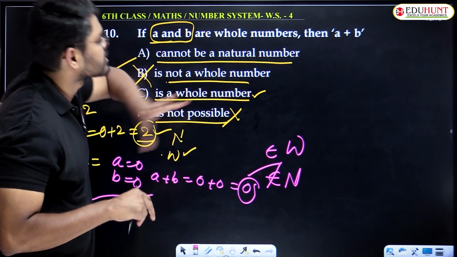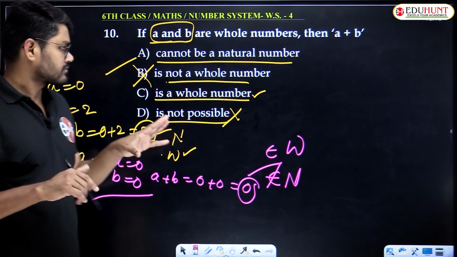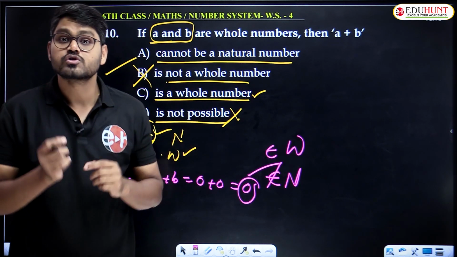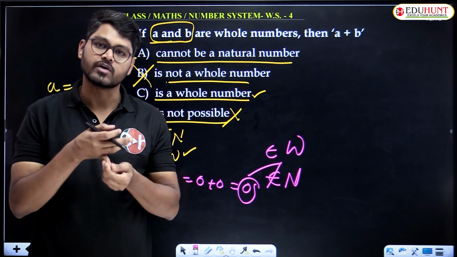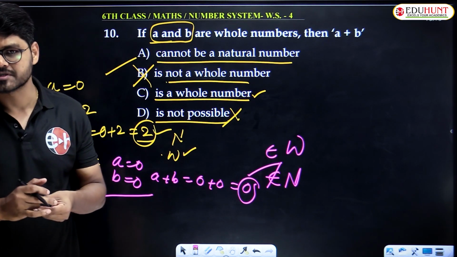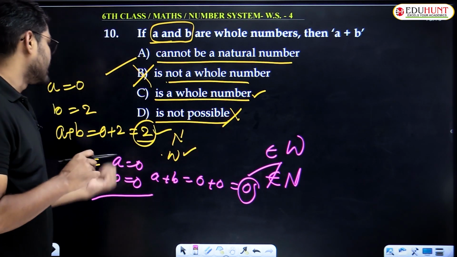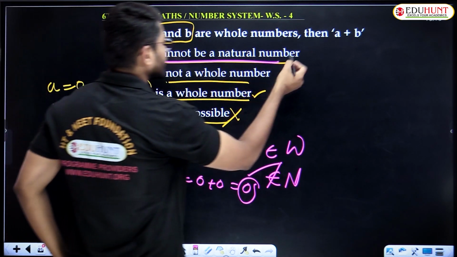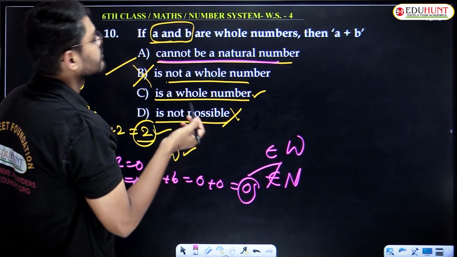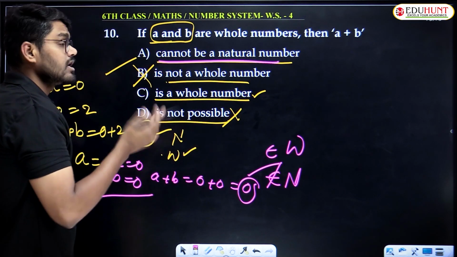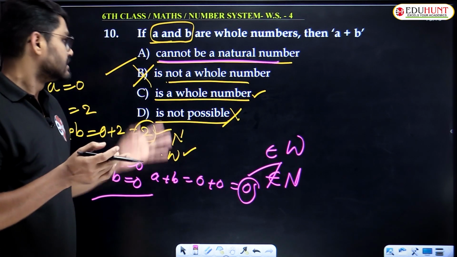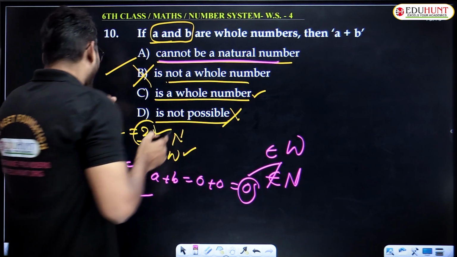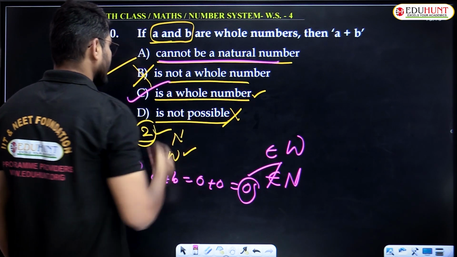Here there is no condition. We should not take A and B are same. There is no condition, so that I can take A and B are equal. That is A is equal to 0 and B is equal to 0. That means A plus B, 0 plus 0 is 0. That is a whole number, not a natural number. So cannot be a natural number. Not every time. Sometimes it is a natural number, sometimes it is not a natural number. So that's why the answer for this question is a whole number.